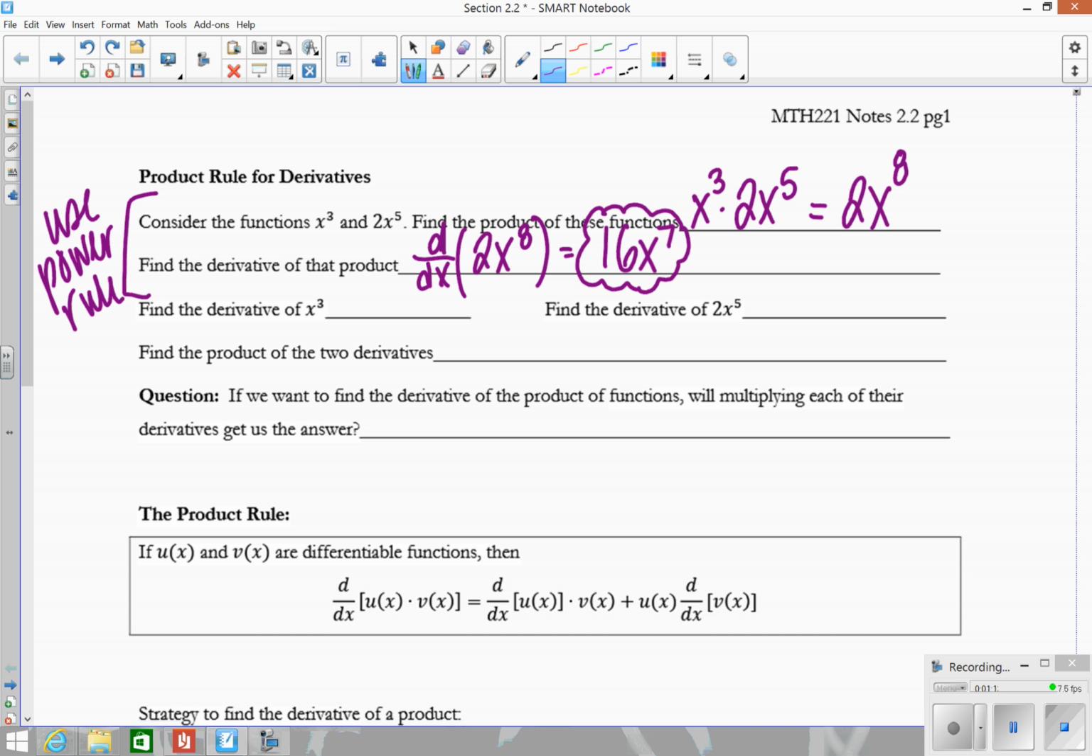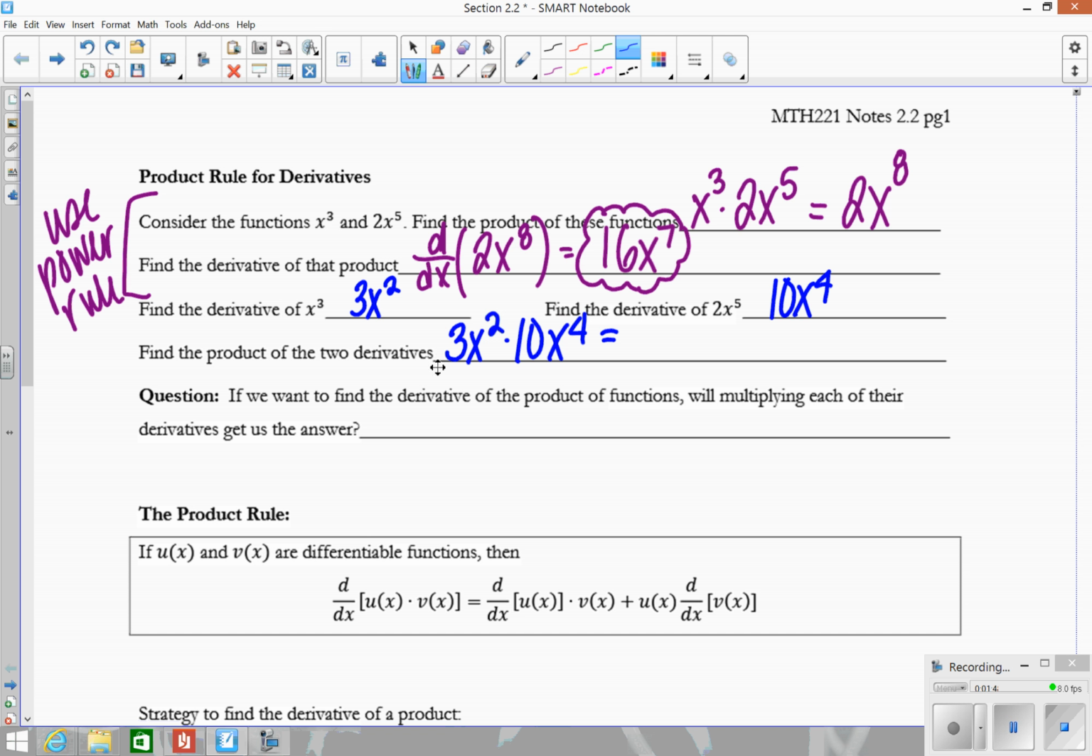So that's using the power rule. Remember, you'd have to do the product first, because in order to apply the power rule, you always have to have a coefficient times an x raised to an exponent. Now the question becomes, is this the same thing as just finding the derivative of each piece and then multiplying them? That's what we're going to look at next. If I find the derivative of the first piece, which would be 3x squared, and the derivative of the second piece, 10x to the fourth, and now I multiply these two derivatives, is it the same thing as taking the derivative of the product?